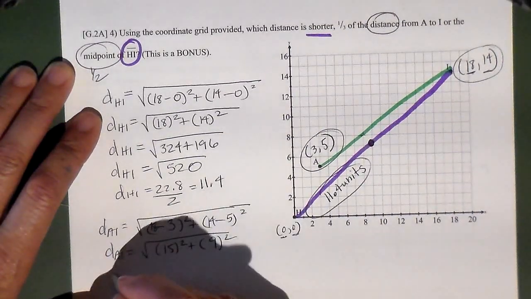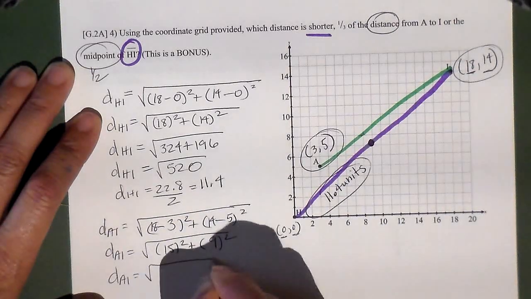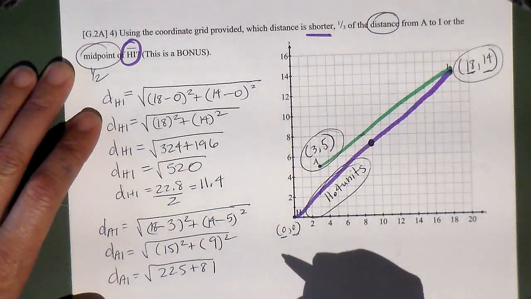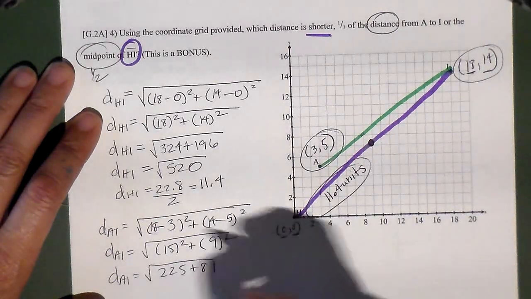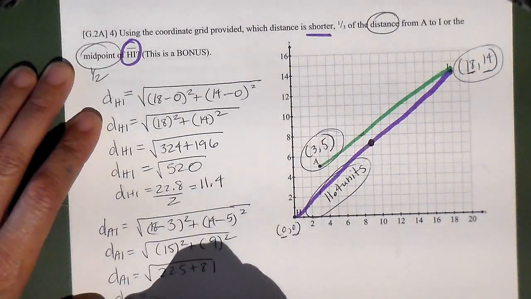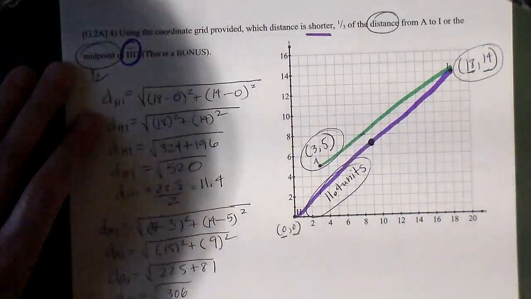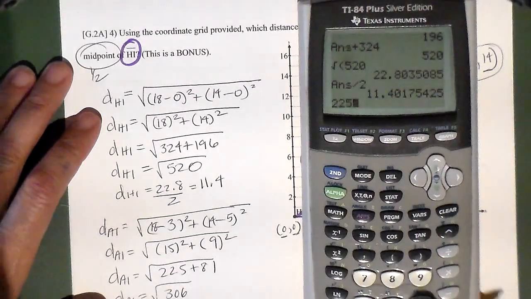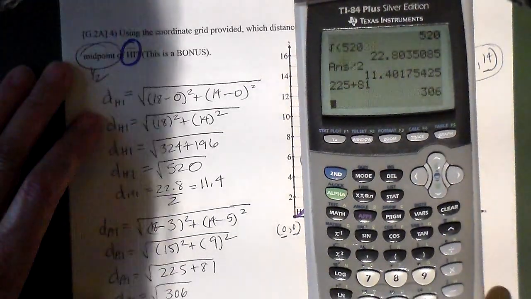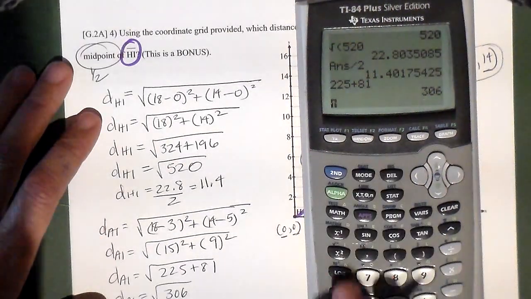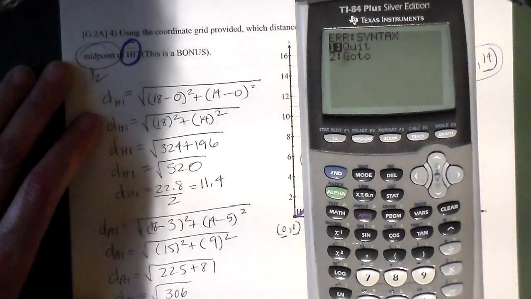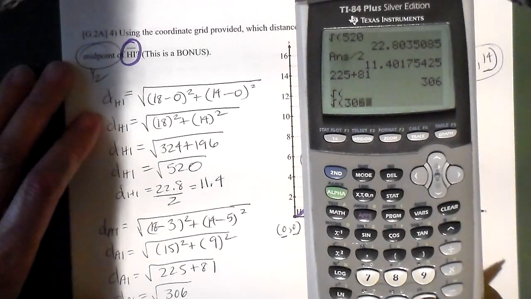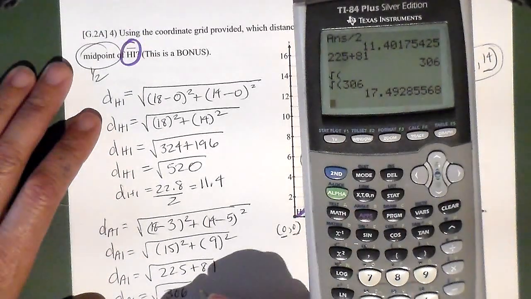Then I'm going to move on and square those, so the distance is equal to the square root of 225 plus 81, which is going to end up being the square root of 306. If I wanted to verify on the calculator, 225 plus 81 is 306. Now I want to take the square root of 306, and I get 17.5.